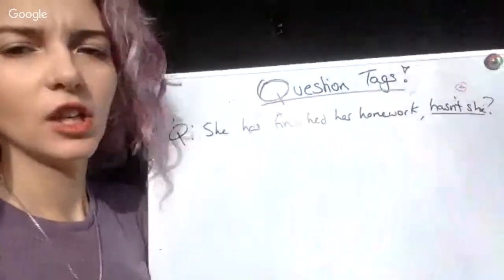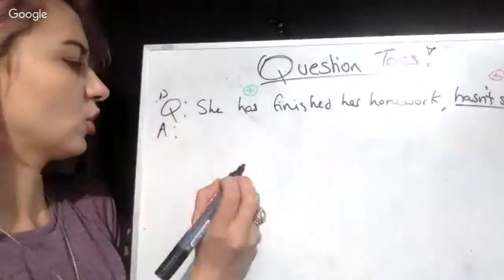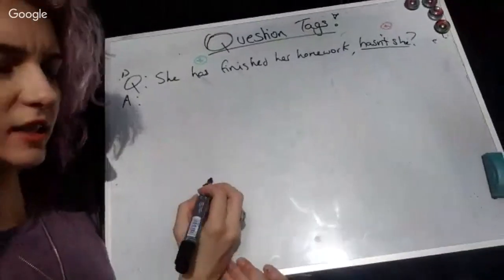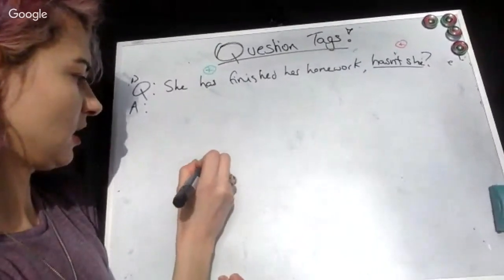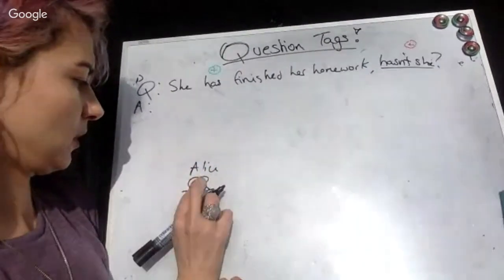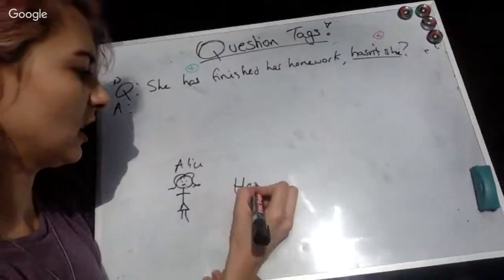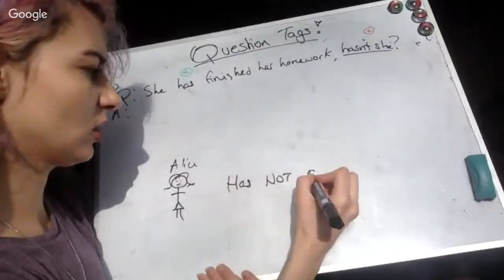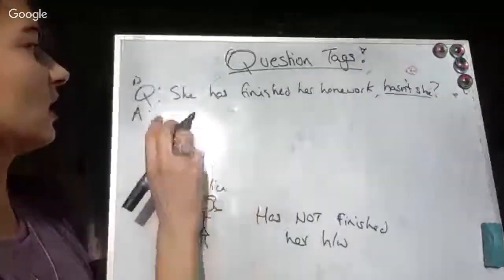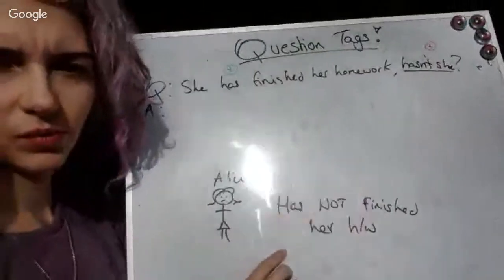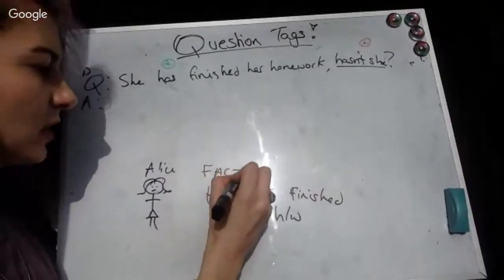Okay, good. Okay, so the answer here, let's see if we can make the answer. So let's say when we're talking about she, we're talking about Alice. Okay, second. And she has not finished her homework. So what's the correct answer? She has finished her homework, hasn't she? What should the answer be if this is the fact?